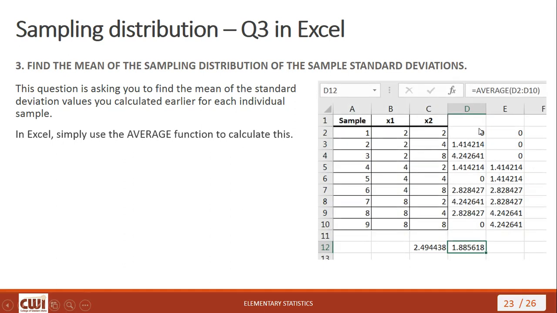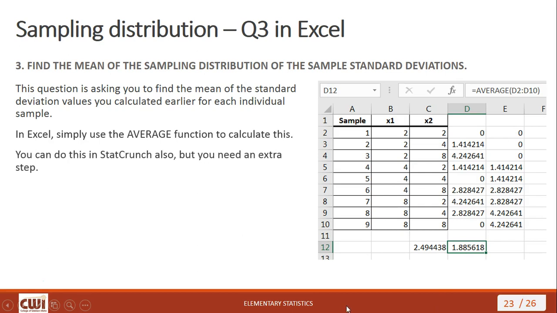So again, here are my values, and it doesn't matter if you choose the unsorted or the sorted column. They're the same numbers, and average will calculate the same way out. So here I've calculated the average of my sample standard deviations, and I get the number that you see here.